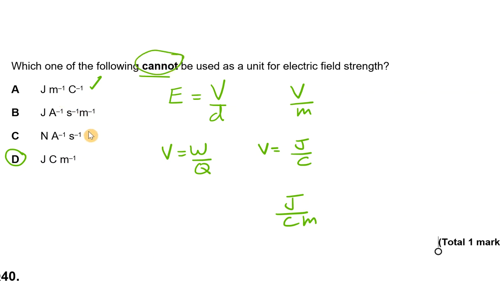Now I could work out which ones were also possible, but I can see if I go straight down to question D, it's got all the same units in, joules, coulombs and meters, but in a different order. The correct one is joules per meter per coulomb, and this has got joules per coulomb per meter. So this is obviously not possible, therefore the answer is D.